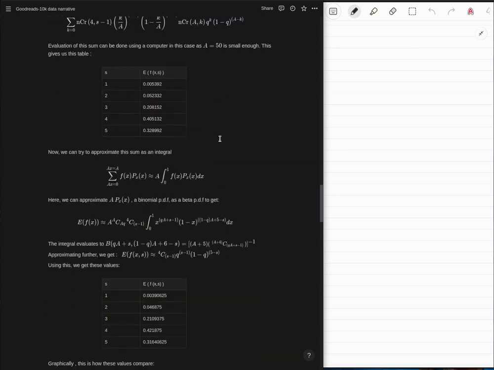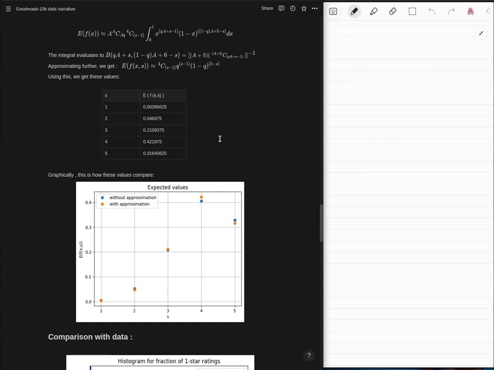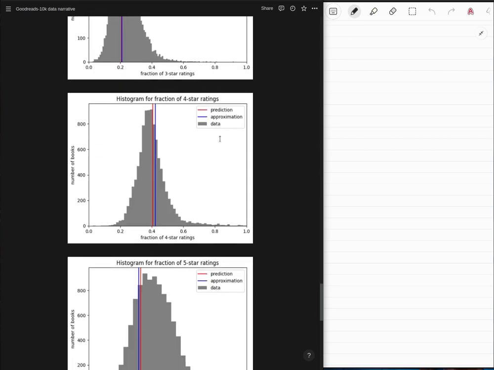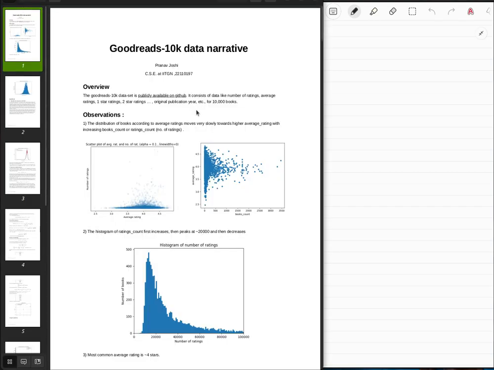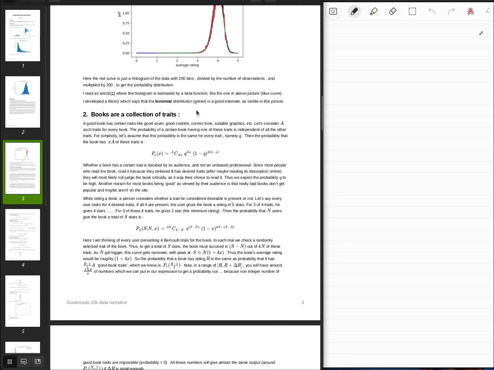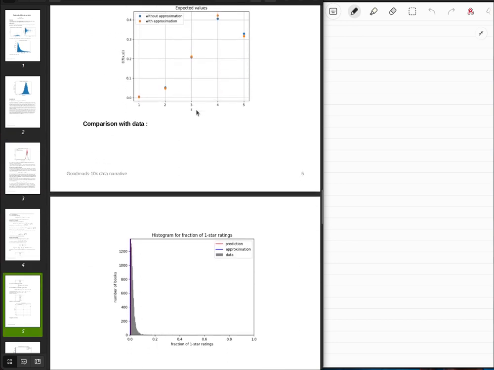This is a massive upgrade from what I've been doing so far. So I also have this in PDF form. So this is the PDF. This was supposed to be my report on the analysis that I did for a course that I'm taking at IIT Kanpur.